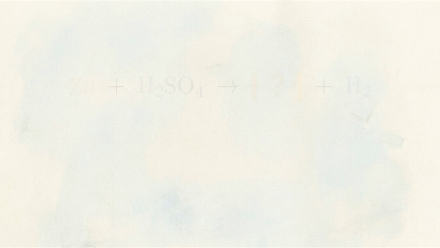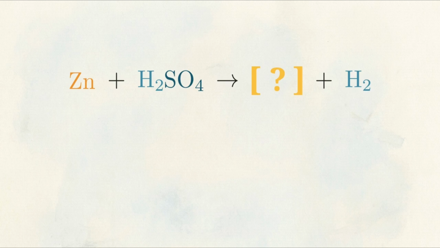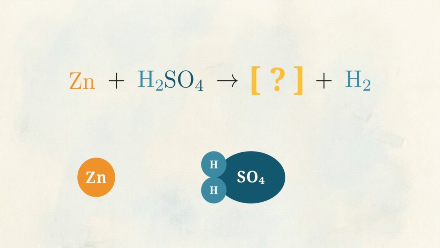Knowing that hydrogen gas is our output lets us solve the rest of the chemical puzzle. Let's look at this equation. We started with zinc and sulfuric acid on the left side, and we know hydrogen gas, H2, escaped on the right. Take a moment and pause the video here. Based on the atoms we started with, try to deduce the chemical formula for the compound that goes in the blank space.